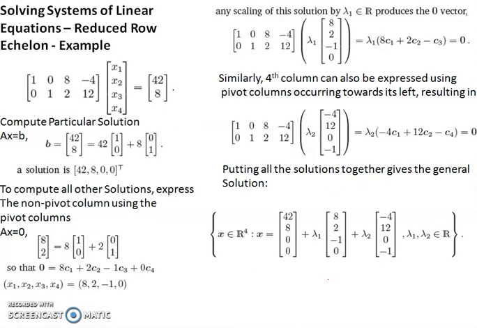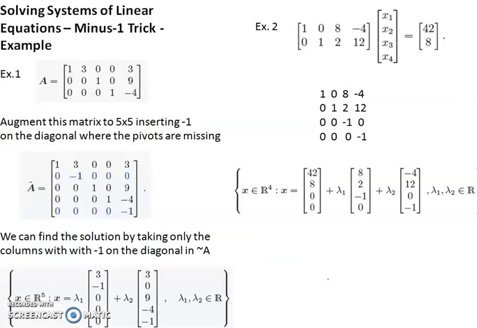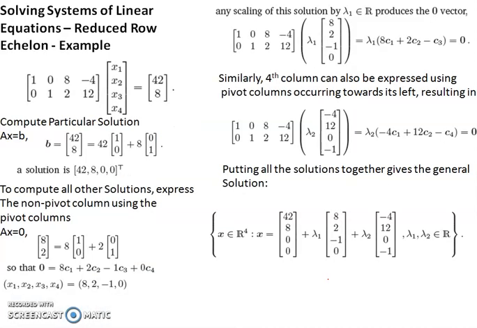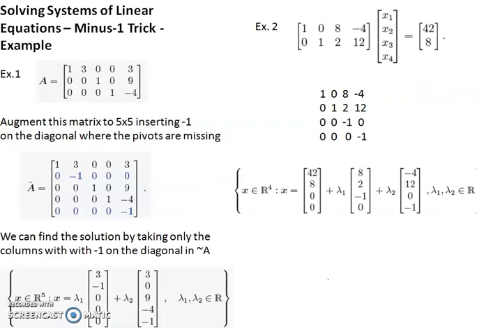The next is the -1 trick example. The previous one used the reduced row echelon form, showing how to solve linear equations with it. Next is the -1 trick, using which we are going to solve the linear equation.